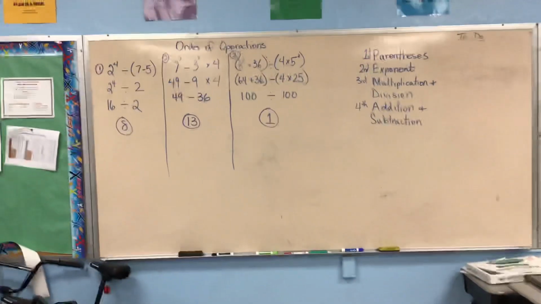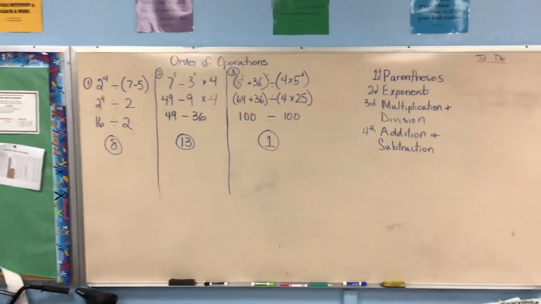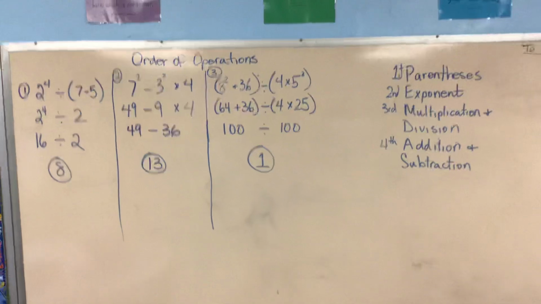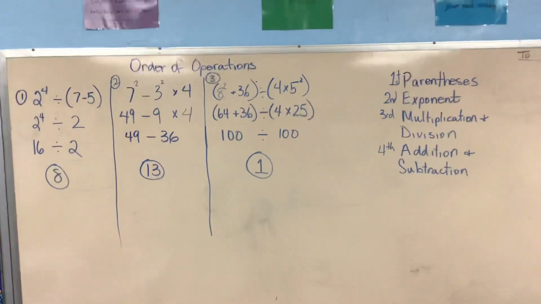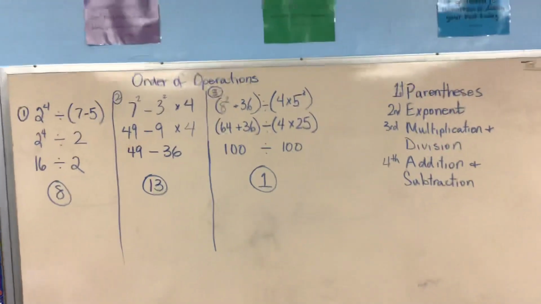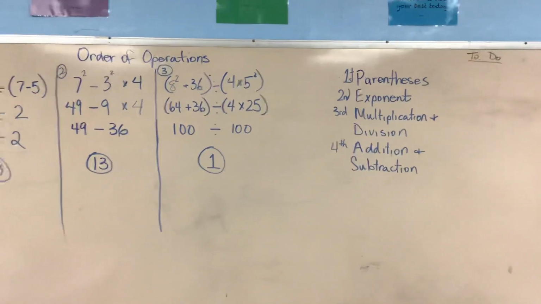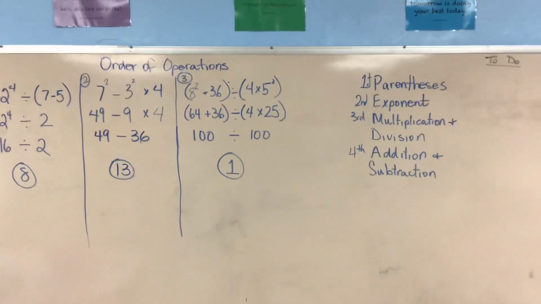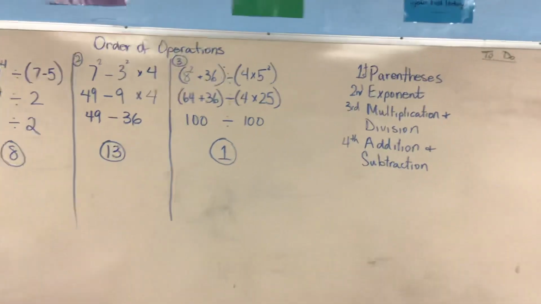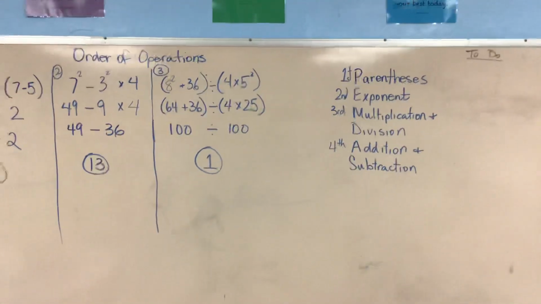For my last example, here we have parentheses 8 to the 2nd power plus 36 divided by parentheses 4 times 5 to the 2nd power close parentheses. I have a lot of things in parentheses, so I need to look at my order of operations to see what I need to take care of first. I have 2 exponents, so I'll deal with those first. So I then get parentheses 64 plus 36 close parentheses divided by 4 times 25 close parentheses.